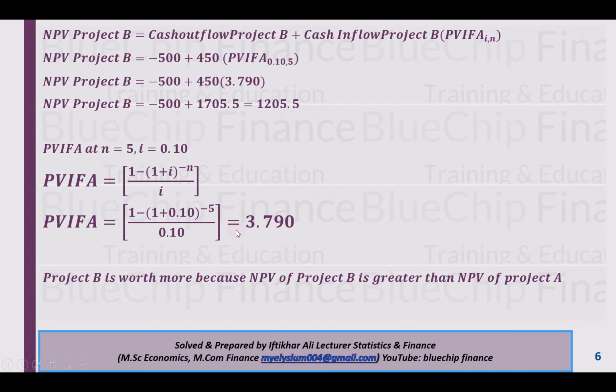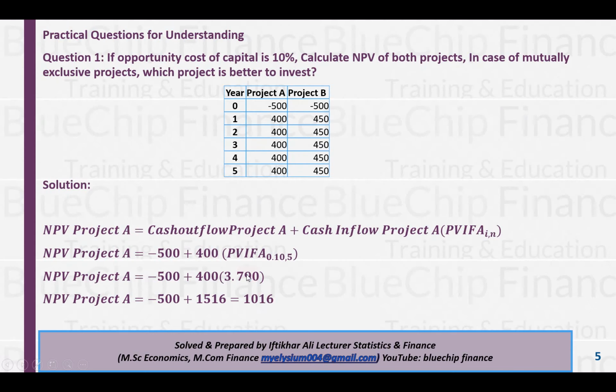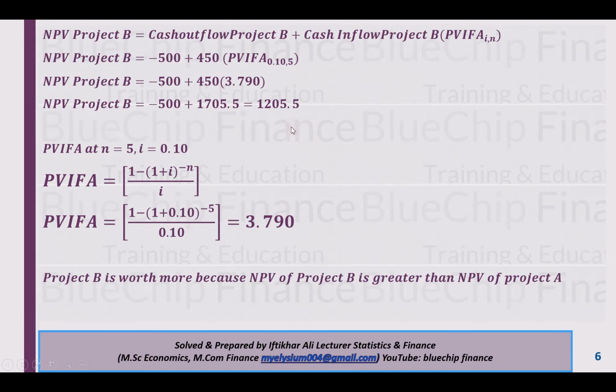So NPV of project A is 1016 and NPV of project B is 1205.5. So project B is worth more because NPV of project B is greater than NPV of project A.